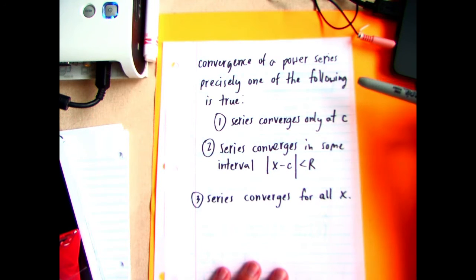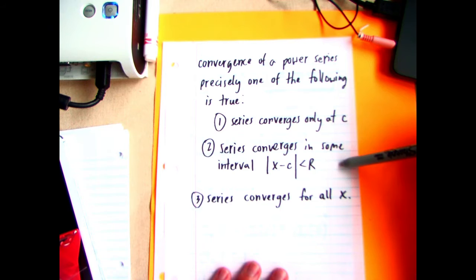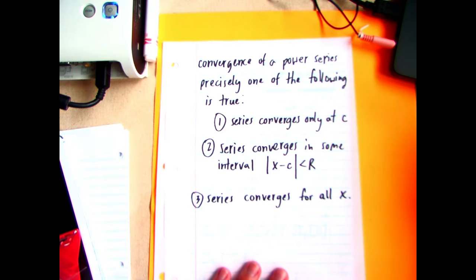So it's a matter of, are there any other values around it in which it'll converge? On that note, your interval of convergence is going to be one of these three. It's either going to only converge at c and c only, it's going to have some interval, absolute value of x minus c less than r, or it's going to converge for all of x. And we'll get some examples of all three here in a second. But basically it's going to be one of these three.